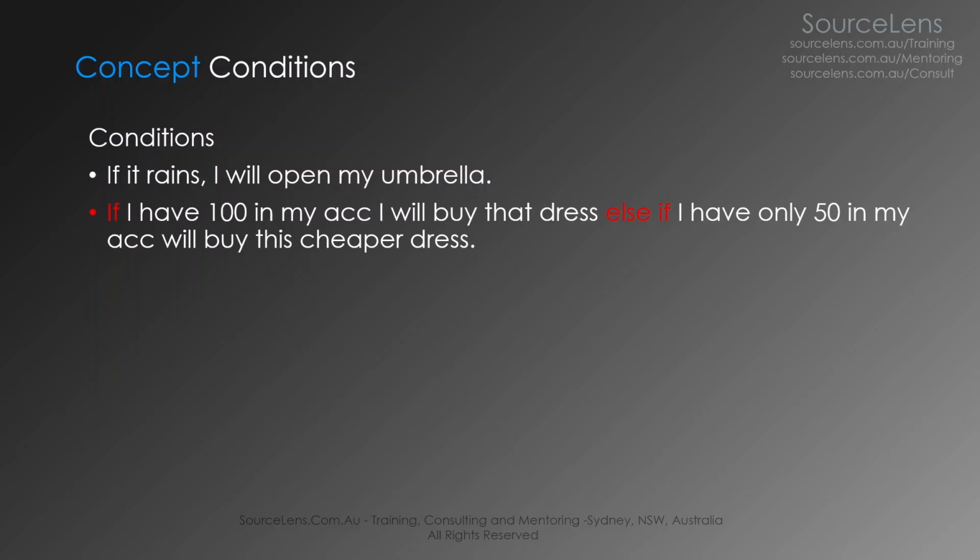Also, we can have different fallback plans. If I have $100 in my account, I will buy this expensive dress. Otherwise, else if I have only $50 in my account, I will buy this cheaper dress. So it's like an else if scenario as well that we have in our life. Just like that, programs also have similar conditions. In fact, most of the programs is all about different conditions, all about condition checking and executing certain specific code. Before too much theory, let's get into the code and let's have a look.